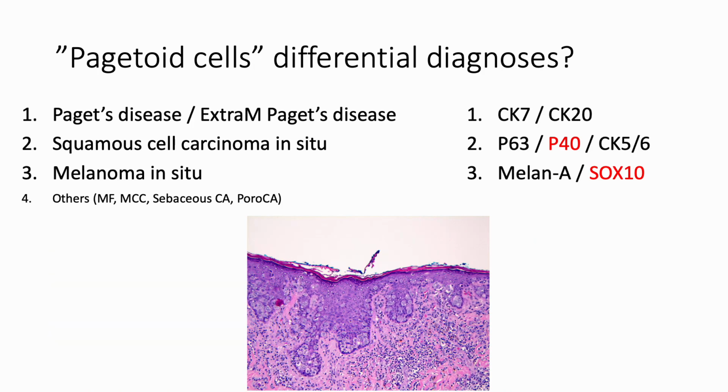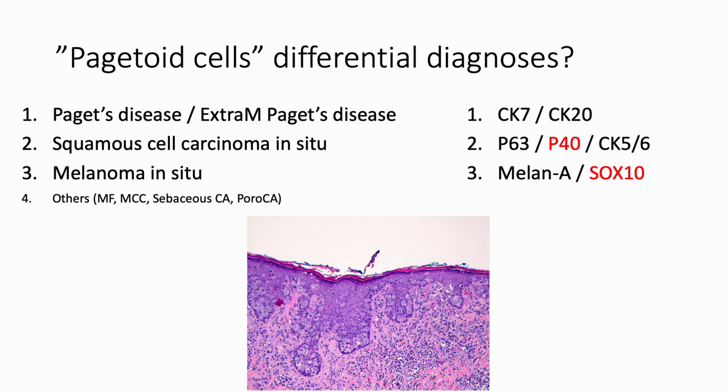This is just a quick refresher of pagetoid cells. Pagetoid cells means there are scattered buckshot-looking cells scattered in the epidermis, and the top differential diagnosis includes Paget disease, which is usually in the breast, extramammary Paget disease in the groin area, squamous cell carcinoma, and melanoma in situ. There are other rare examples of pagetoid cells, including mycosis fungoides, Merkel cells, sebaceous carcinoma, and porocarcinoma, but you should focus on those three.